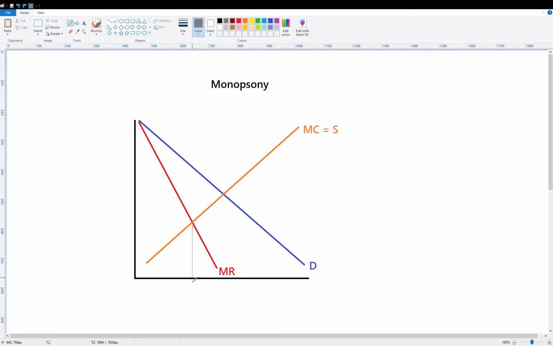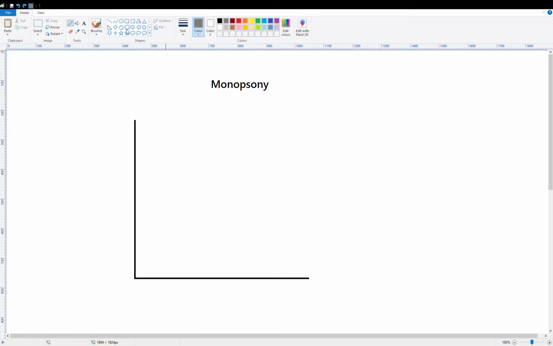MR is equal to MC, but for the price, they extend it all the way up to the demand curve like that. So this is the price at which they start making it. A monopsony is flipped. So let me just clear everything out. In a monopsony, here's the wage, and here's the price.